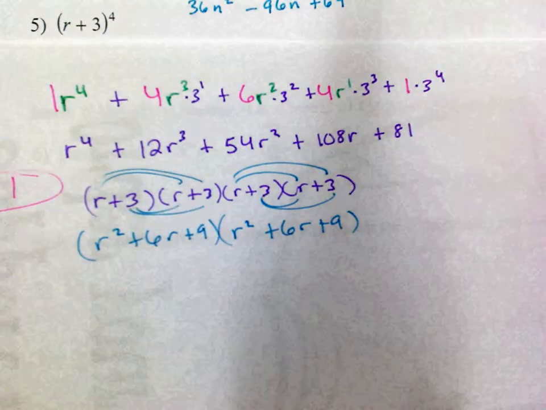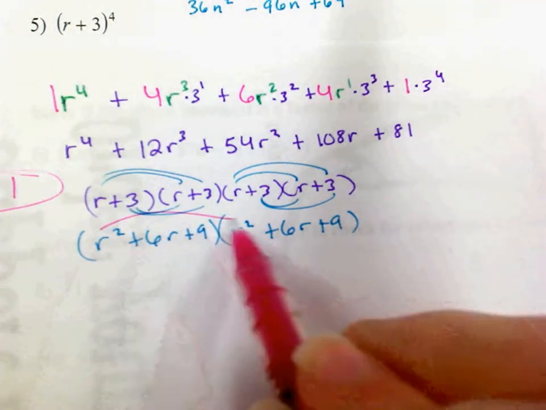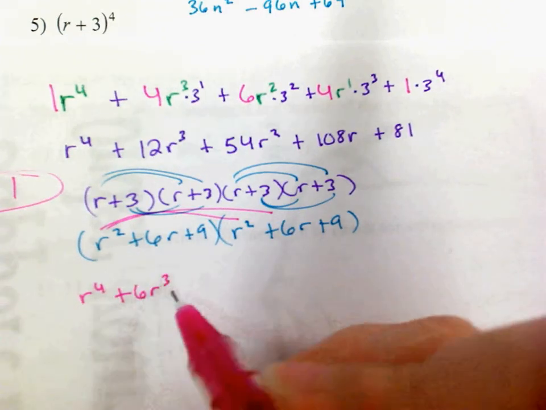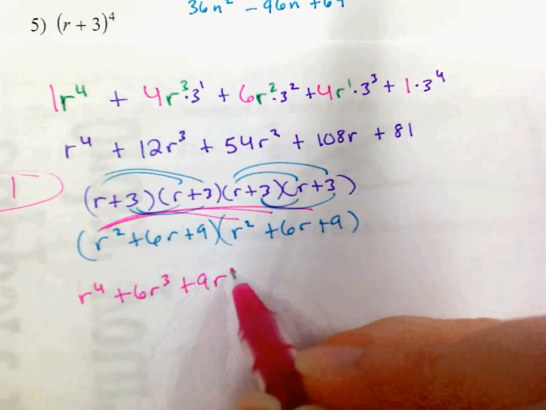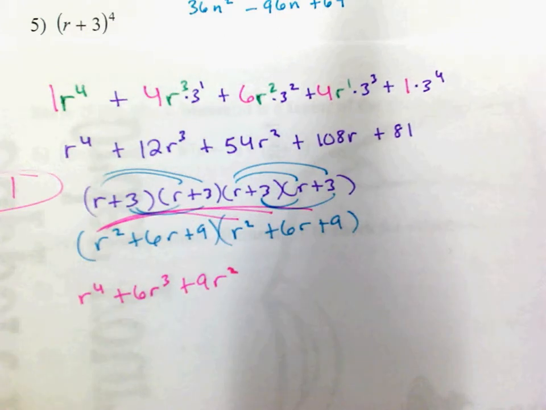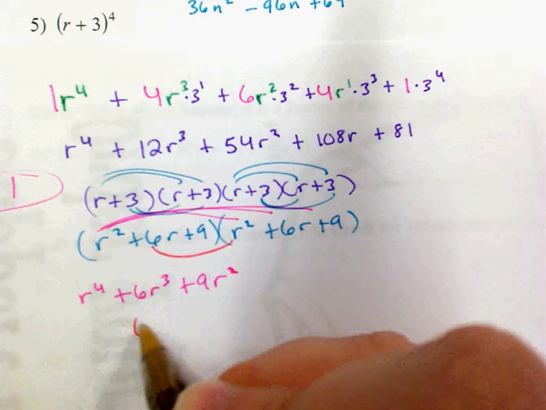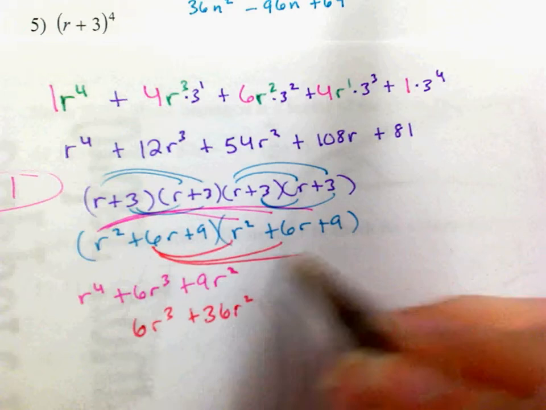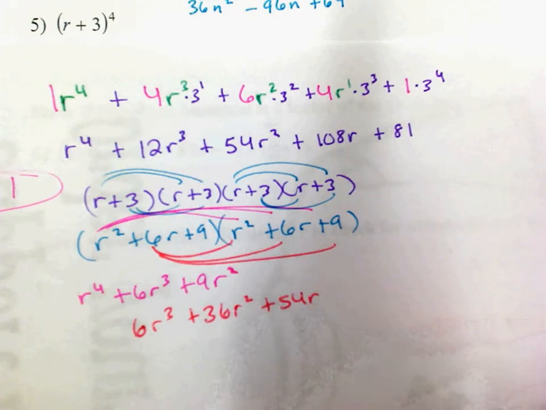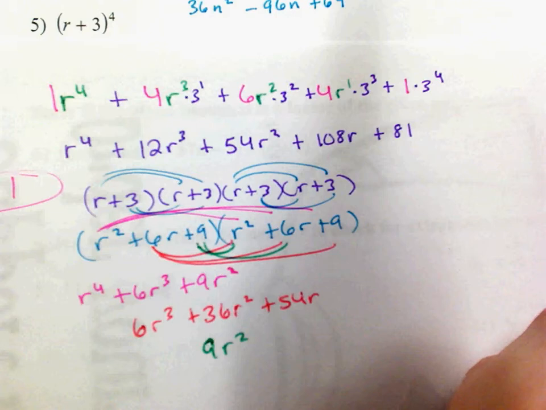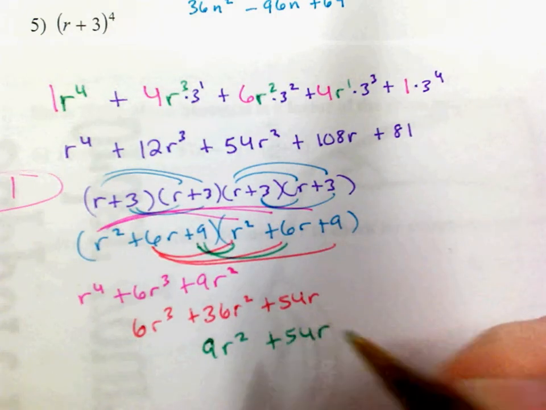Okay, so r squared times r squared is r to the 4th. R squared times 6r is 6r cubed. R squared times 9 is 9r squared. Okay, now I'm going to distribute the 6r. So 6r times r squared is 6r cubed. 6r times 6r is 36r squared. 6r times 9 is 54r. And now I'm going to distribute the 9. 9 times r squared is 9r squared. 9 times 6r is 54r, and 9 times 9 is 81.